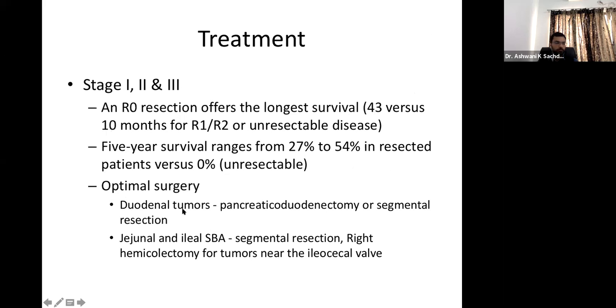So surgery, optimal surgery for duodenal cancer is segmental resection if possible, otherwise if it is involving the ampullary region, then pancreaticoduodenectomy is to be done. For jejunal and ileal small bowel adenocarcinomas, segmental resection, with right hemicolectomy if it is involving near the ileocecal valve.